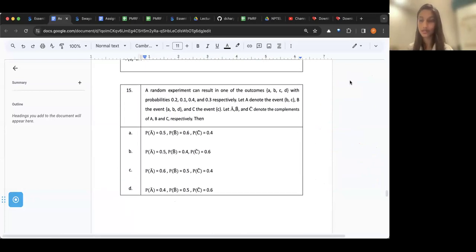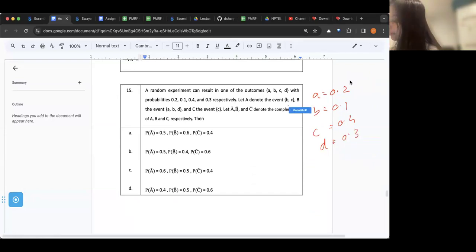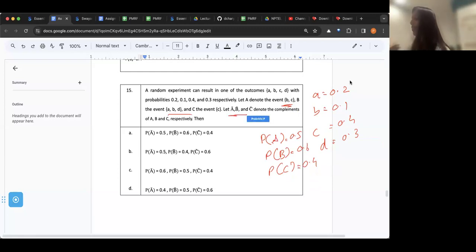And now again, a similar question. So A is 0.2, B is 0.1, C is 0.4, and D is 0.3. Now A denotes the event B, C. So probability of A is B plus C, 0.1 plus 0.4, which is 0.5. It's the same thing. From the last question, if you remember, probability of B was 0.6, probability of C was 0.4. Now in this question, they've asked, what is A complement, B complement, and C complement respectively?